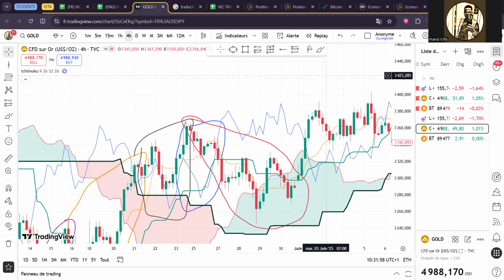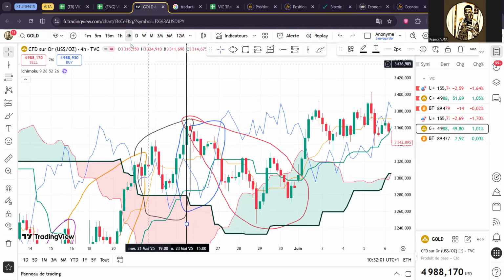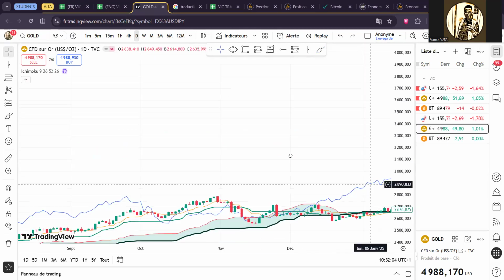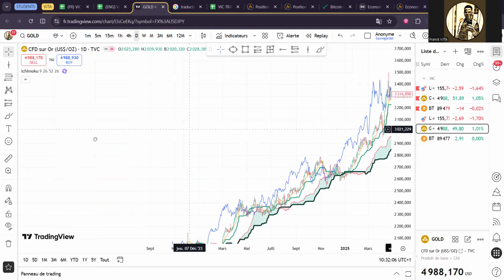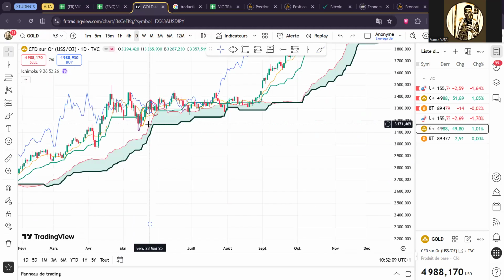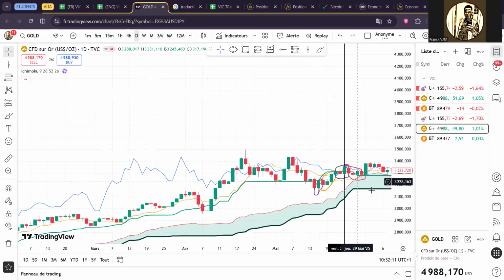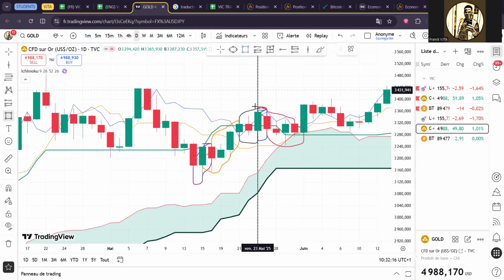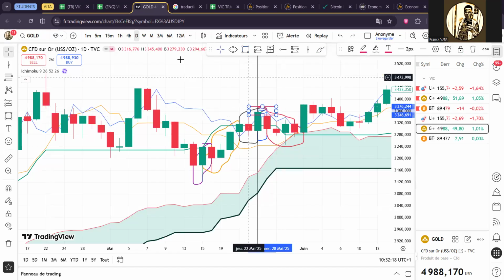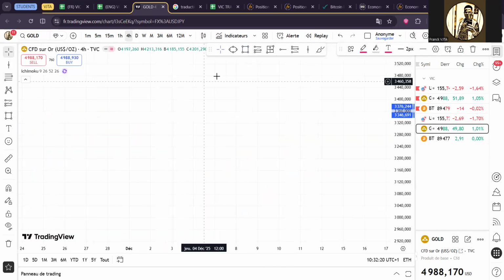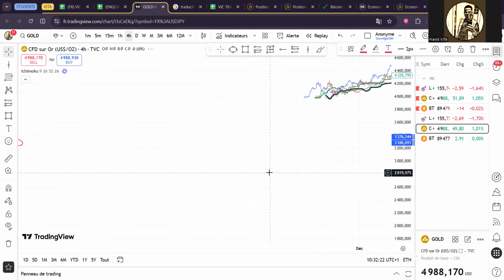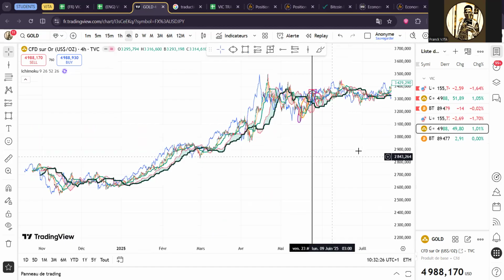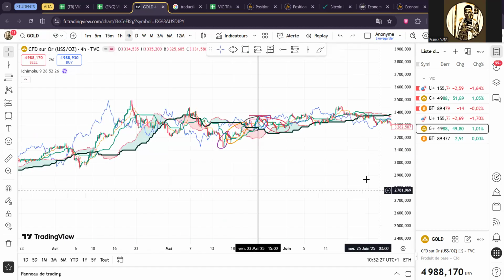So inside this correction, what do we have? You have a daily Kijun inverted here. Okay, that's what I was looking for. Okay, so let me explain now the correction.